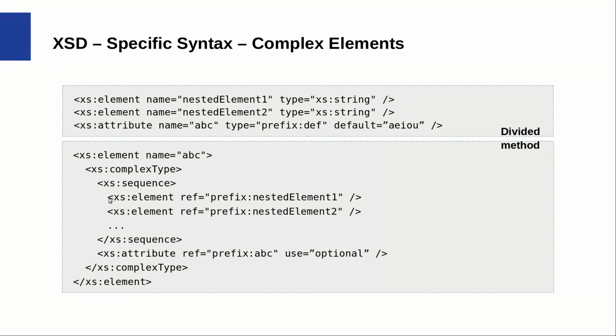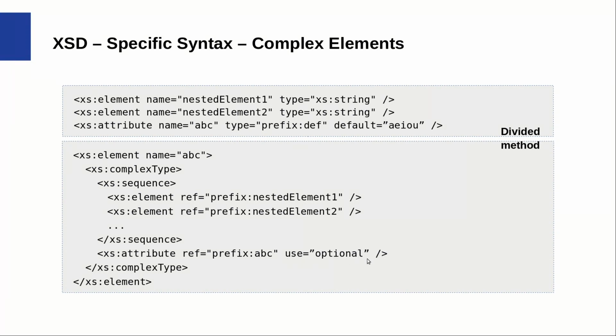The only thing you have to do inside the indicator of the complex type of the complex element is to use the xs:element tag and the ref attribute pointing out to the globally declared elements above. And then, after closing the sequence closing tag, you declare the attribute, and in this case also referring to the attribute already defined outside.